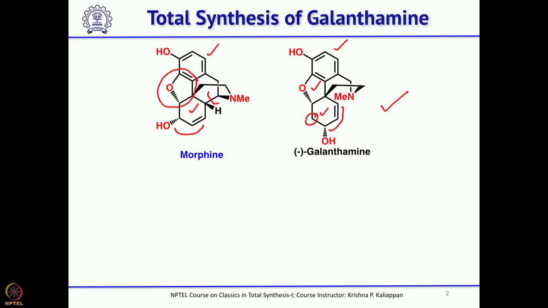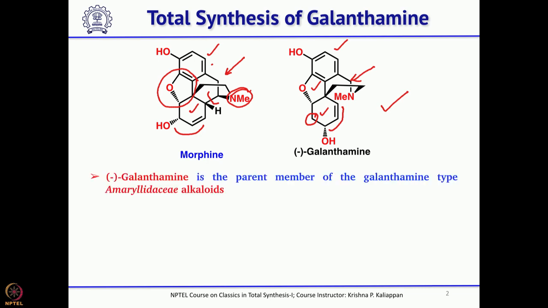And also, if you look at the two bonds which are connecting the aromatic ring with nitrogen, there are two CH2-CH2s between the aromatic carbon and NMe in morphine, whereas in the case of galanthamine, there is only one CH2. So these are the major differences between morphine and galanthamine structure-wise.